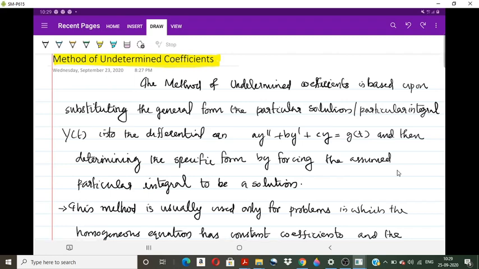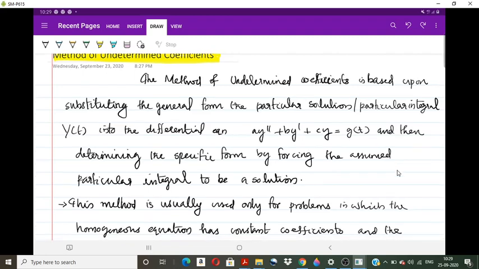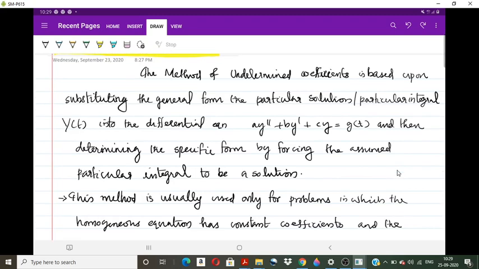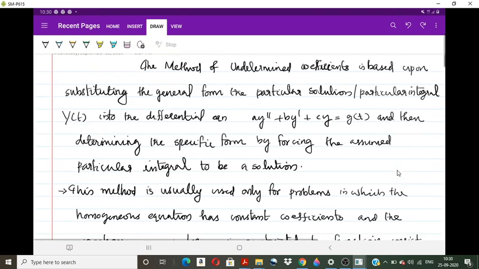Here we discuss in detail the method of undetermined coefficients. The method of undetermined coefficients is based on substituting the general form of a particular solution y of t into the differential equation a y double dash plus b y dash plus c y equal to g of t, and then determining the specific form by forcing the assumed particular integral to be a solution. That means in this method we first have to identify the function g of t. Once we obtain g of t, we consider the general form of g of t with undetermined coefficients as the particular solution, and we find the coefficients by substituting this solution into the given non-homogeneous equation.